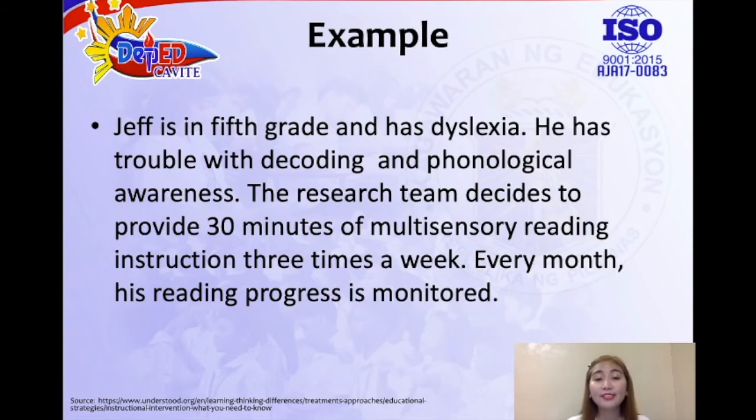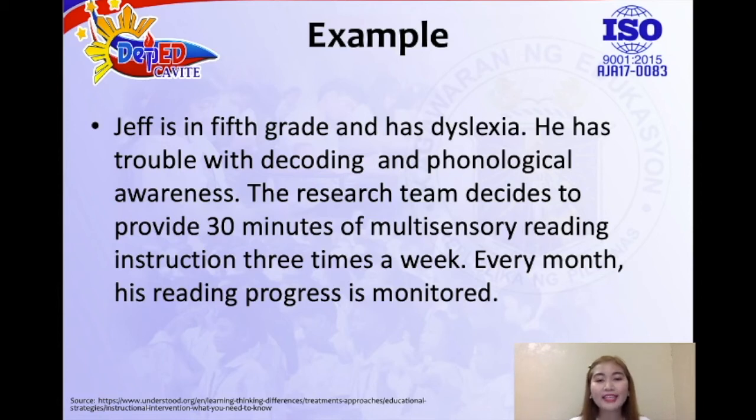Jeff is in 5th grade and has dyslexia. He has trouble with decoding and phonological awareness. The research team decides to give 30 minutes of multisensory reading instruction 3 times a week. Every month, his reading progress is monitored. So comment down what is the intervention used in this example.